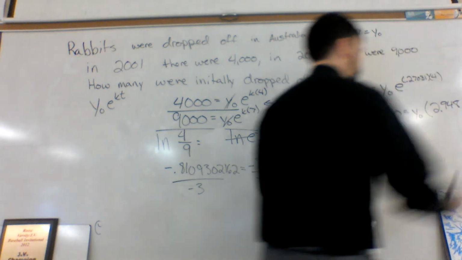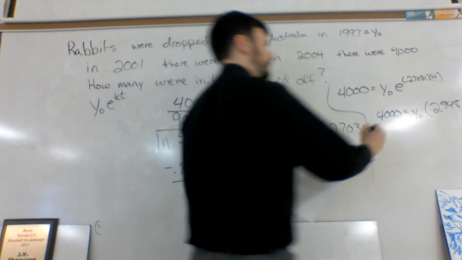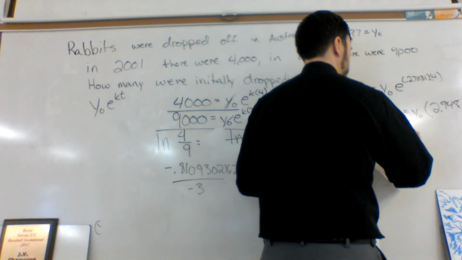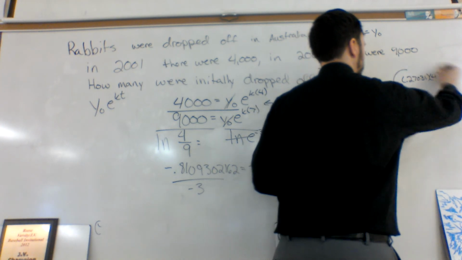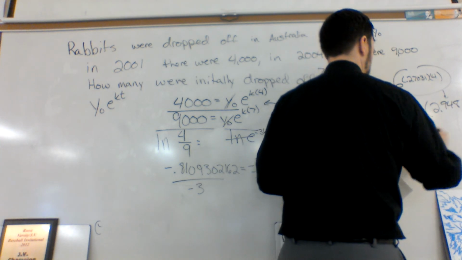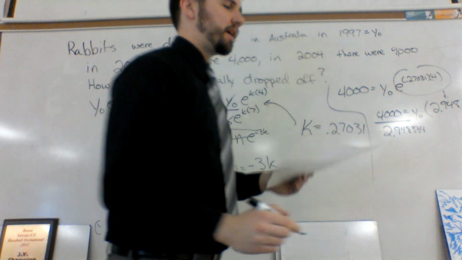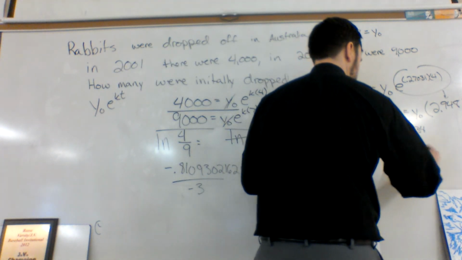That's 2.948334, because e to something is something. So I'm going to divide both sides by that number. When you divide each side by that, you get 1,356 rabbits.